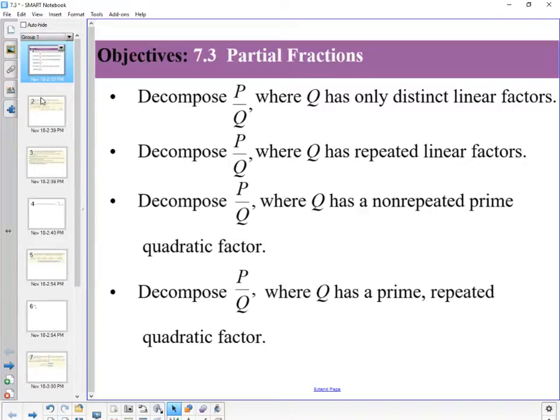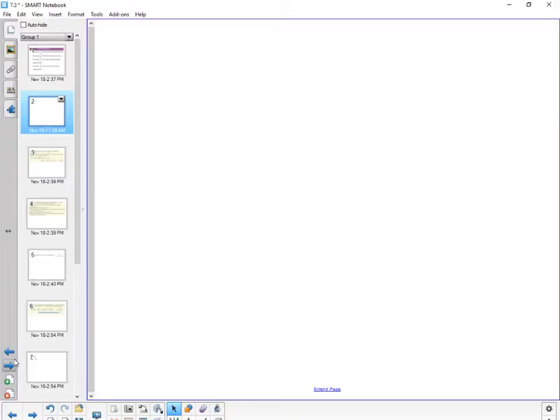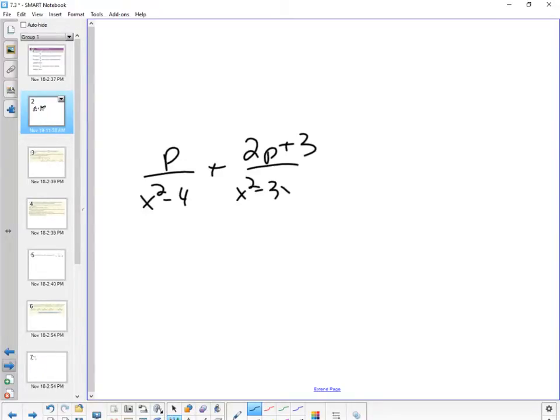All right. So, yeah, these are our objectives. They're not even words. But we're going to decompose some of these fractions, okay? And just to make the idea clear, let's do this real quick. Do you remember how we used to have rational expressions that we would add and subtract? So I'd have something like p over x squared minus 4 plus 2p plus 3 over x squared minus 3x plus 4. Remember we used to have that kind of problem, and then we put them all into one fraction? What we're doing is we're going to reverse that.